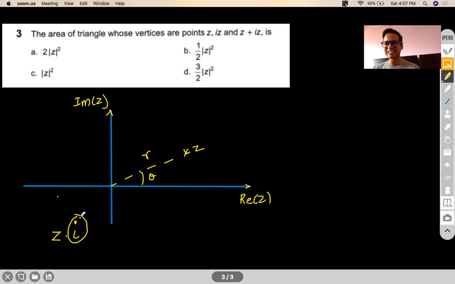We all know I has an argument of 90 degrees. So I'll rotate it by 90 degrees. So this is how rotation will happen. I'm trying my best to make a 90-degree line to this. Okay, so this will be your IZ. So Z and IZ are located. Now Z plus IZ.